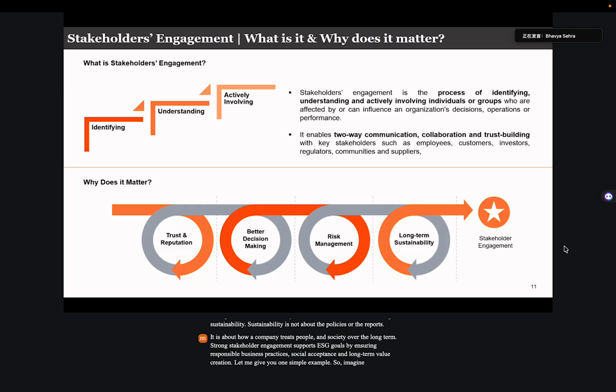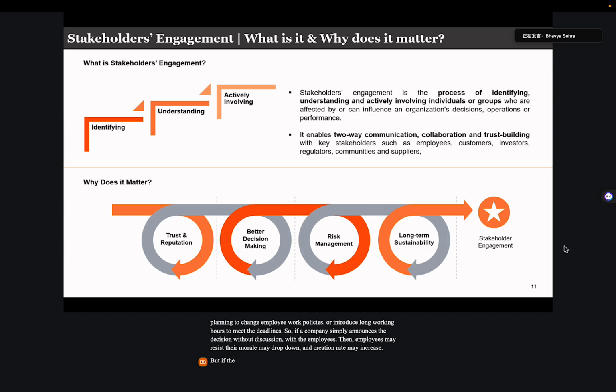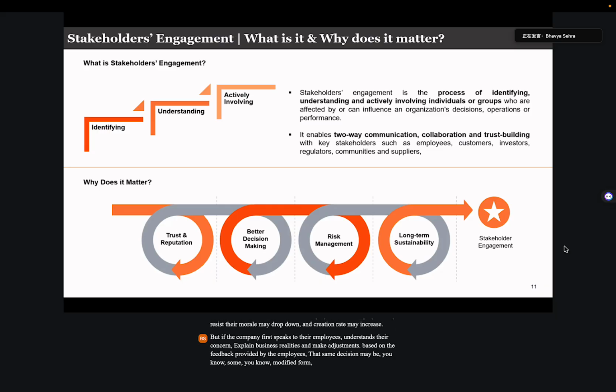So, imagine a company planning to change employee work policies or introduce long working hours to meet the deadlines. If a company simply announces the decision without discussion with the employees, then employees may resist, their morale may drop, attrition rate may increase. But if the company first speaks to their employees, understands their concerns, explains business realities, and makes adjustments based on the feedback provided by the employees, the same decision, in a modified form, will actually be accepted by the employees. So this is stakeholder engagement in action.